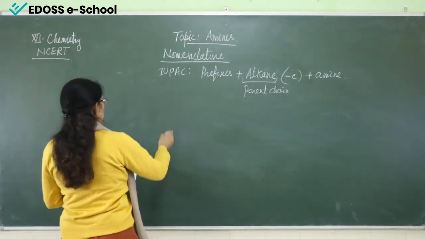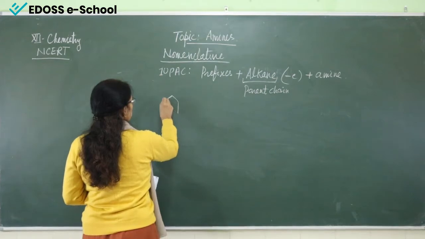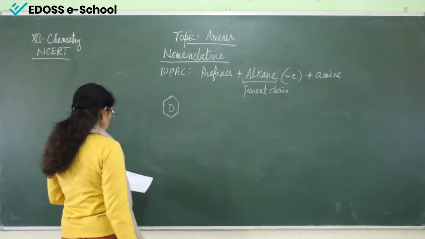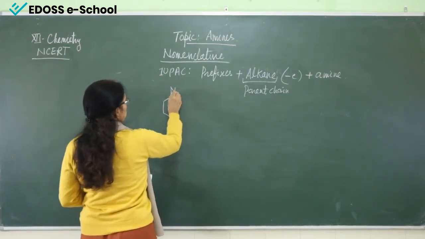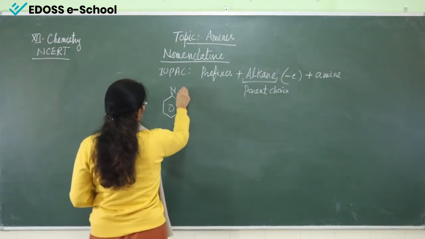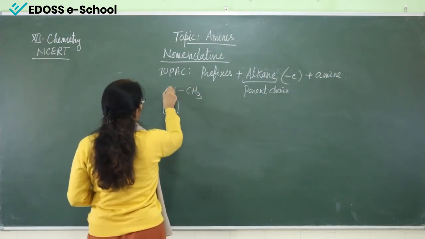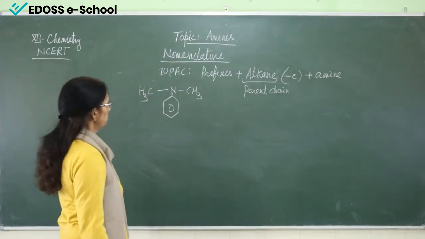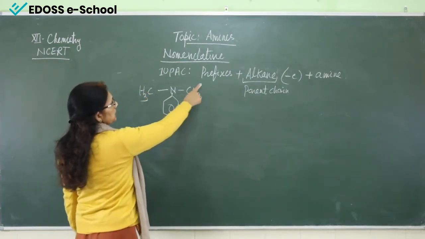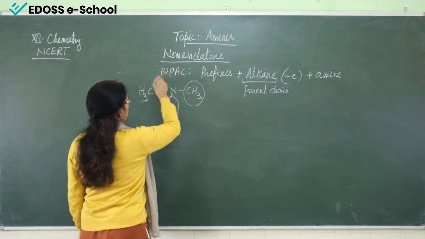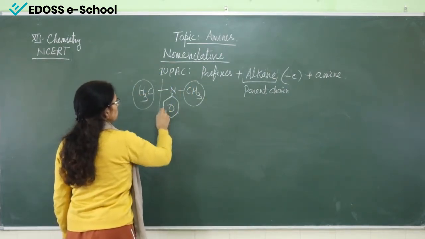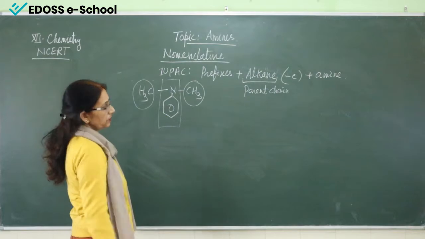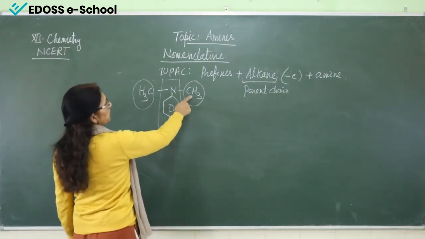Very easy nomenclature. Now this is the benzene ring, this is N, and two methyl groups are attached with it. Okay. So same thing. Now we can see the prefix. This is prefix and this is prefix, and this is the parent chain. So first we will name the prefixes.